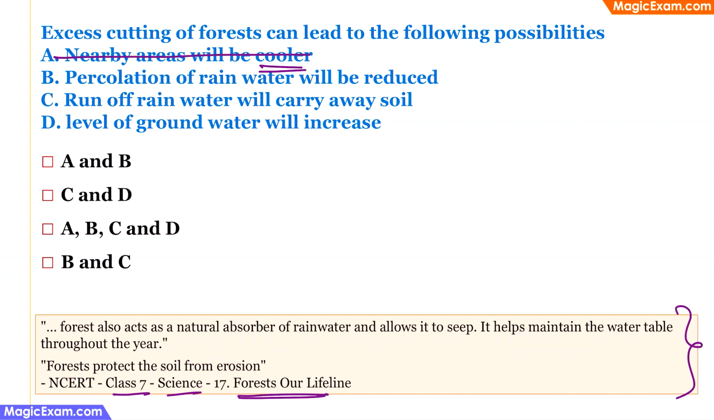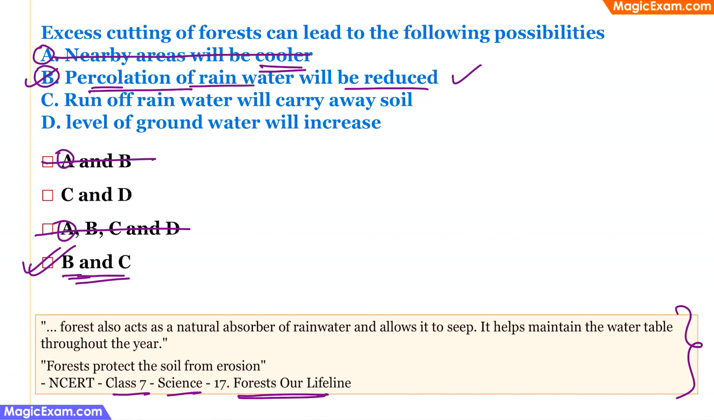Therefore, any option which has A in it will also be incorrect. So this can be eliminated and the third one also can be eliminated because both of them have A in it. Next, percolation of rainwater will be reduced. This is correct because forests and trees will stop the rainwater from flowing off fast into the rivers or streams, and they help the rainwater to percolate into the ground and recharge the groundwater. Therefore, this is a correct statement. So the option must have B in it. So B is only in the last option. Therefore, this has to be the correct answer. Therefore, by just looking at two statements, we were able to identify the correct answer.